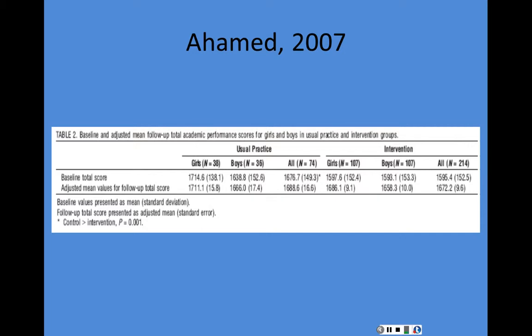So if you look at the footnotes, you'll also see that they are telling you what they've starred as statistically significant. So they have a star, and they say control greater than intervention. So remember, the control is the usual practice. So the control is greater than intervention, comma, p equal to 0.001.